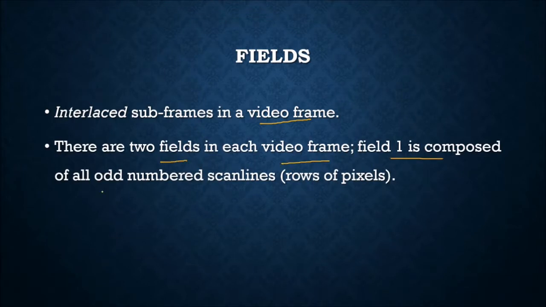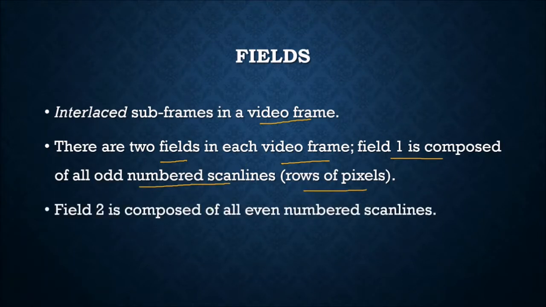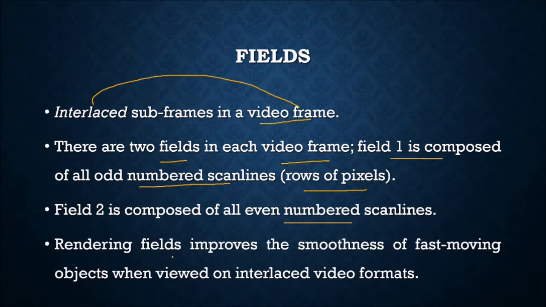Field 1 is composed of all odd numbered scan lines, that is the rows of pixels, and field 2 is composed of all even numbered scan lines. So interlaced subframes in a video frame are fields. Rendering fields improves the smoothness of fast moving objects when viewed on interlaced video formats.